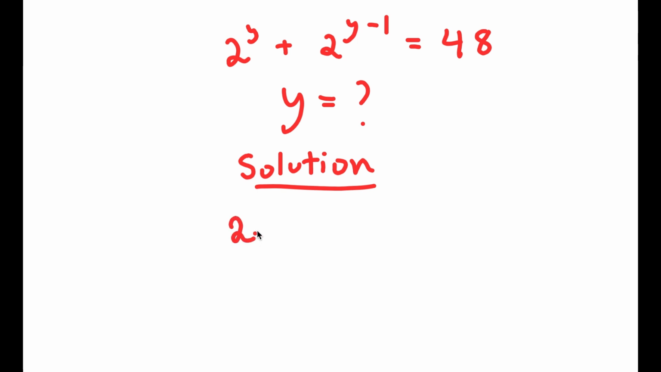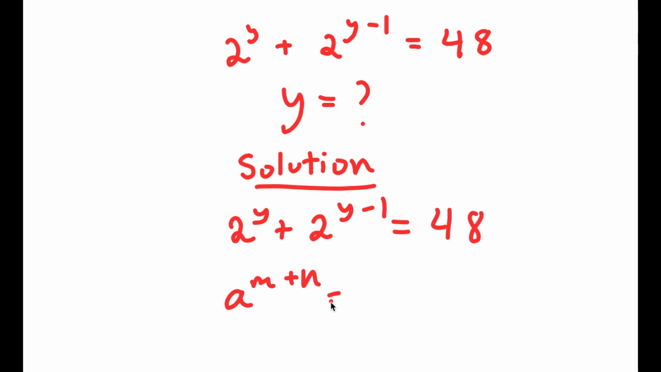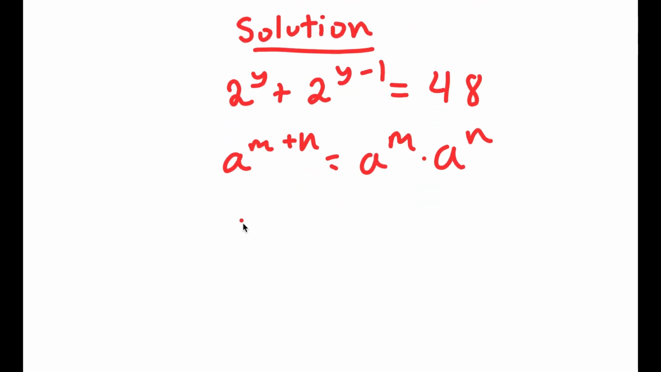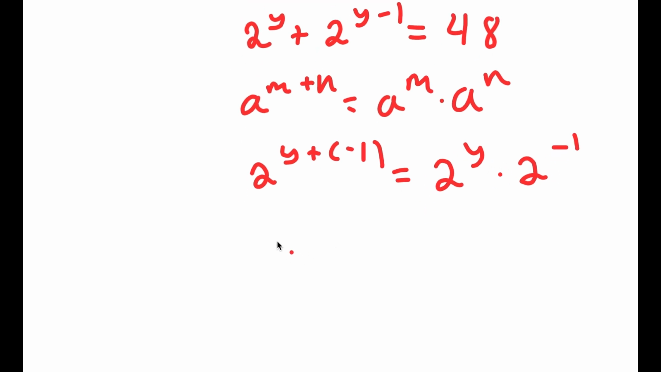I'm going to start by rewriting my equation. So I have 2 to the power of y plus 2 to the power of y minus 1 is equal to 48. Now, if I have something in the form a to the power of m plus n, this is equal to a to the power of m times a to the power of n. So in this case, I have 2 to the power of y plus negative 1. So this can equal 2 to the power of y times 2 to the power of negative 1. So now I have 2 to the power of y plus 2 to the power of y times 2 to the power of negative 1 is equal to 48.